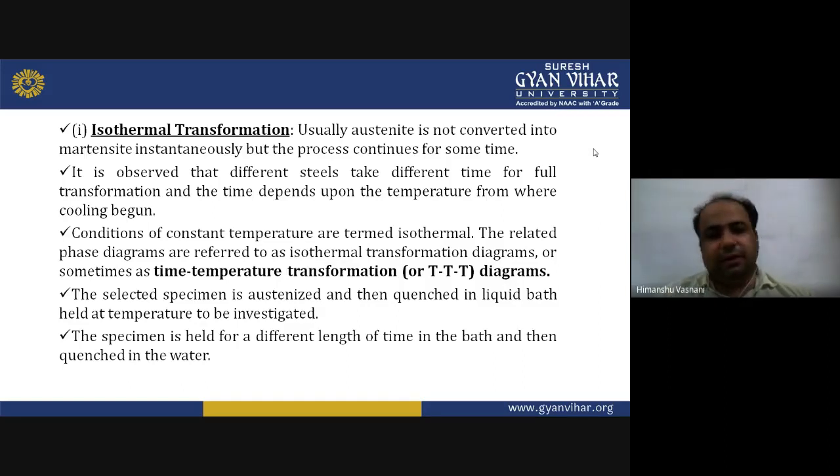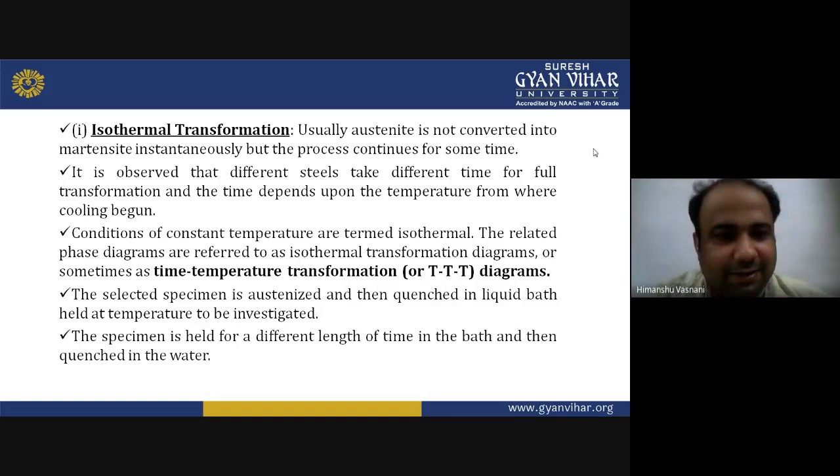Okay, see, different steels have different compositions, so they take different time for full transformation, and the time depends upon the temperature from where the cooling has begun. So conditions of constant temperature are termed isothermal. Okay, the related phase diagrams are referred to as isothermal transformation diagrams or sometimes as TTT, time temperature transformation diagrams.